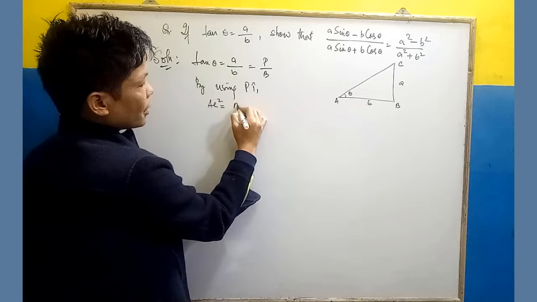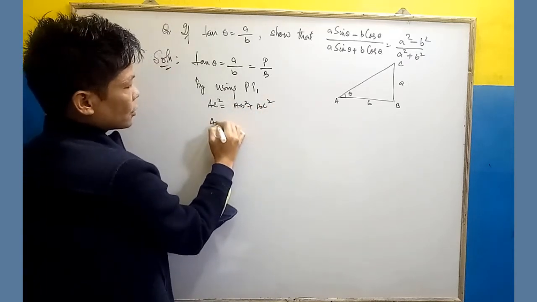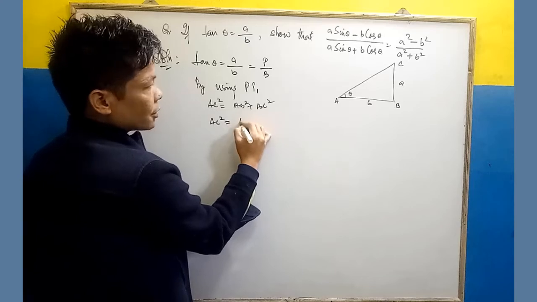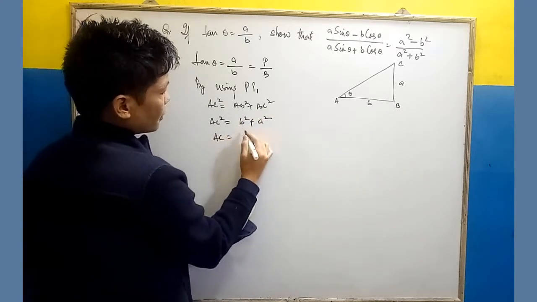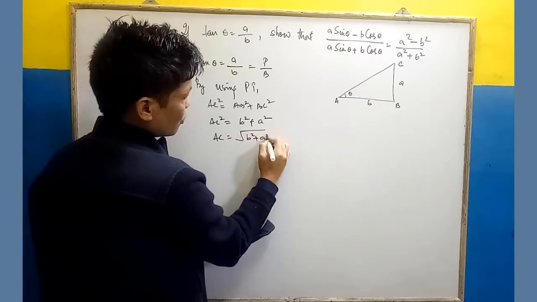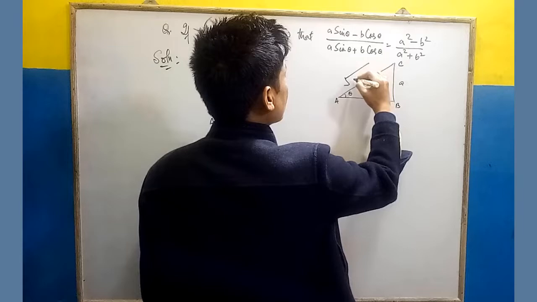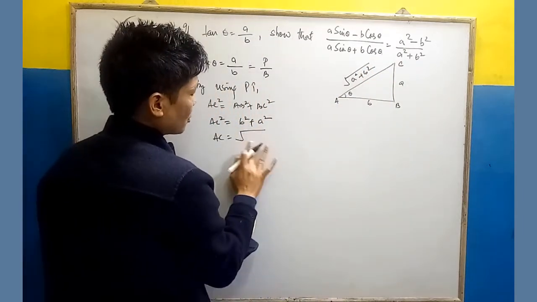AC square will be AB square plus BC square. AC square will be equal to AB is B square plus BC is A square. So from here I can find out AC is under root of B square plus A square. So the value of AC is under root of A square plus B square.